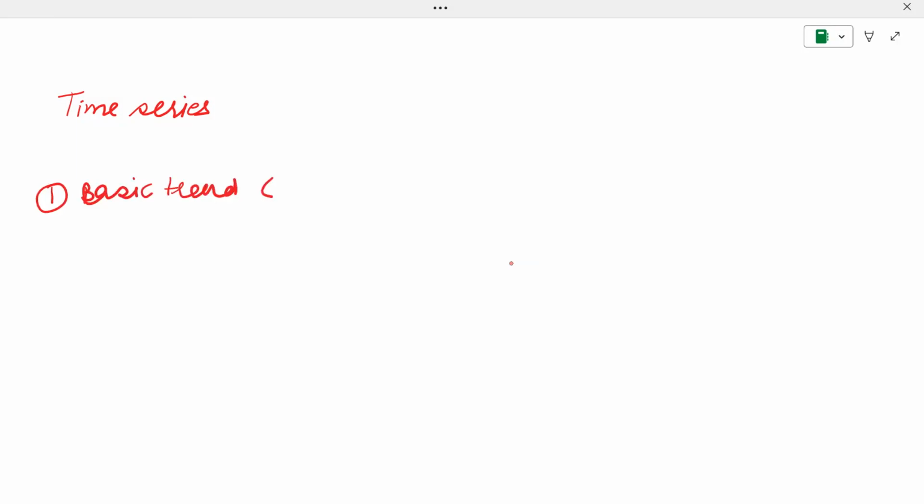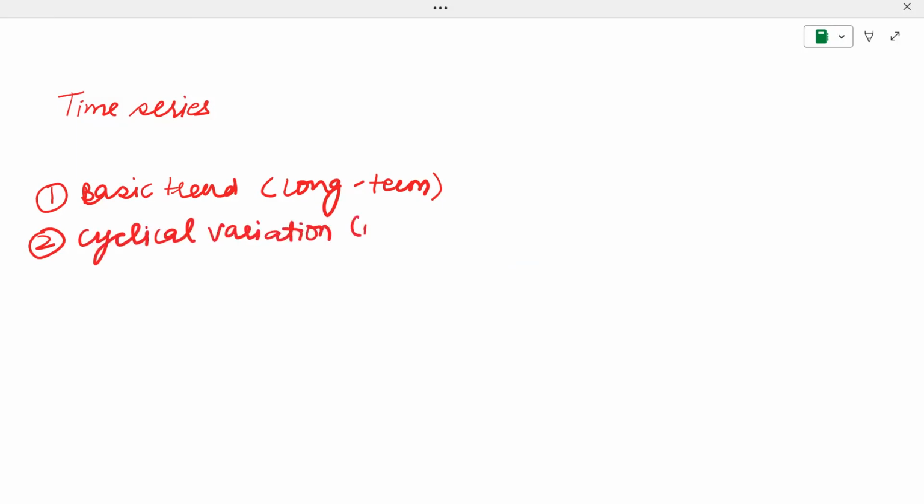Now let's talk about time series. If we talk about time series, there are four kinds of components. First, there is the basic trend, which goes on in the long run, in the long term. Another component is cyclical variation. This changes with the cycles, so this is medium term.